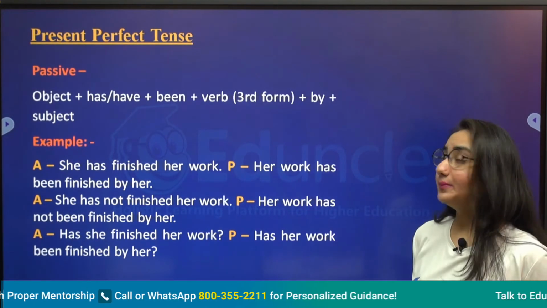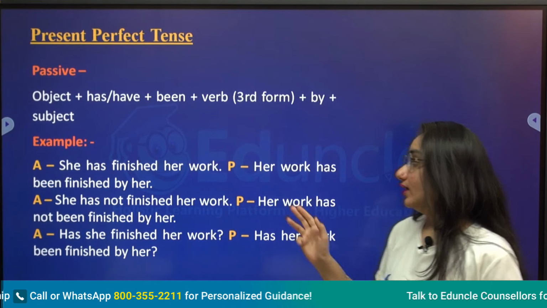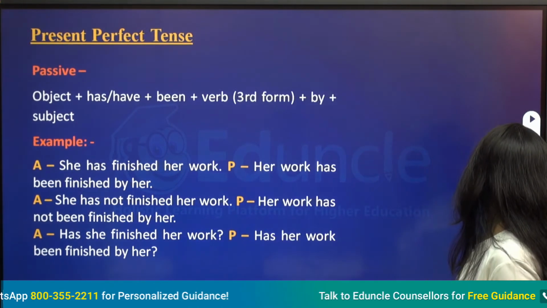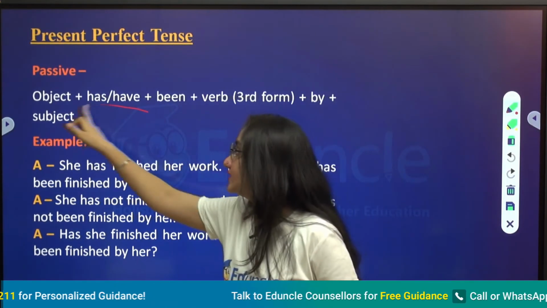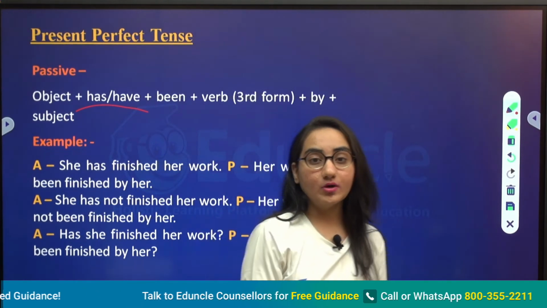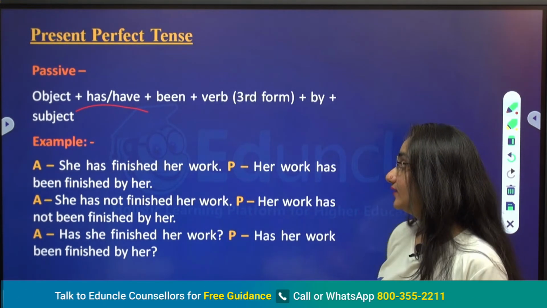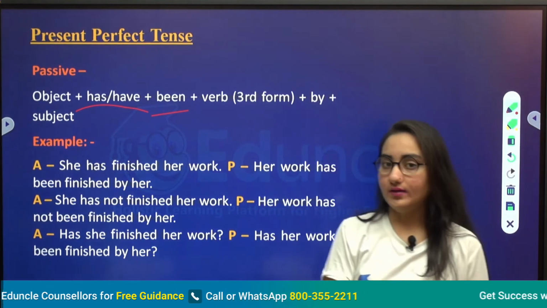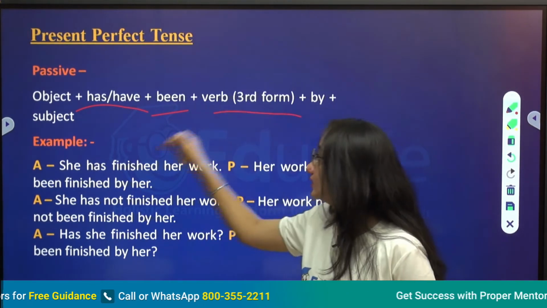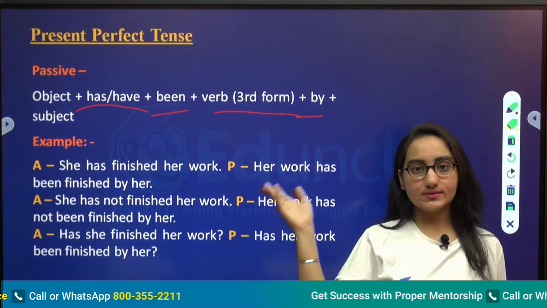Now if I talk about the present perfect tense, what is the rule? The rule says object plus has/have. Now when I talk about the perfect tense, has/have is added, been is added in the present perfect tense, then the third form of the verb, by plus subject.